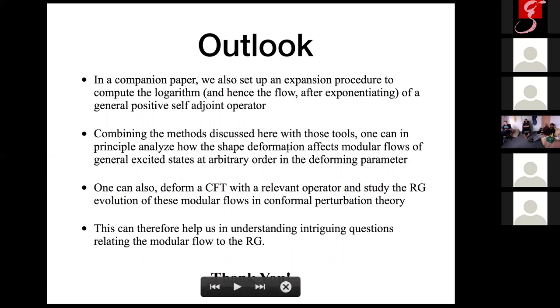And then you can ask, how does the shape deformation affect the modular flow? So this study, to the best of my knowledge, has not been done in the continuum. What people usually do is assume a tensor factorization of the Hilbert space, and then you know how rho and sigma depend on the shape. Then they perform a perturbation expansion for that rho and sigma. Here we are doing it directly in the continuum. We expect different properties here because the assumptions are different. So now we can ask how the shape deformation directly affects the modular flow for general excited states.